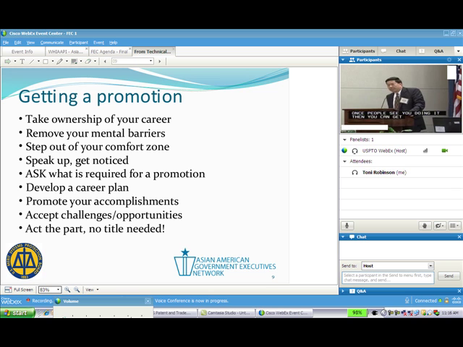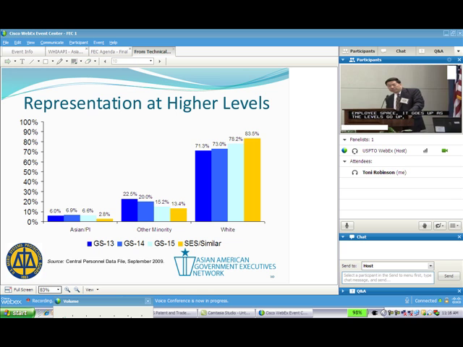Now, this is a chart on AAPI representation at the higher levels in comparison to the other groups. And I think what's very interesting is you see, this goes from 13 to SES. On the right, you see the majority white population in the federal employee space. It goes up as the levels go up, right? If you look at the other minorities besides the APIs, it's a trend down when the levels go up. If you look at APIs, it's kind of interesting, it sort of plateaus. We as a group plateau at the 14 and 15, and then there's a big drop when we get to the SES level. So why is that?